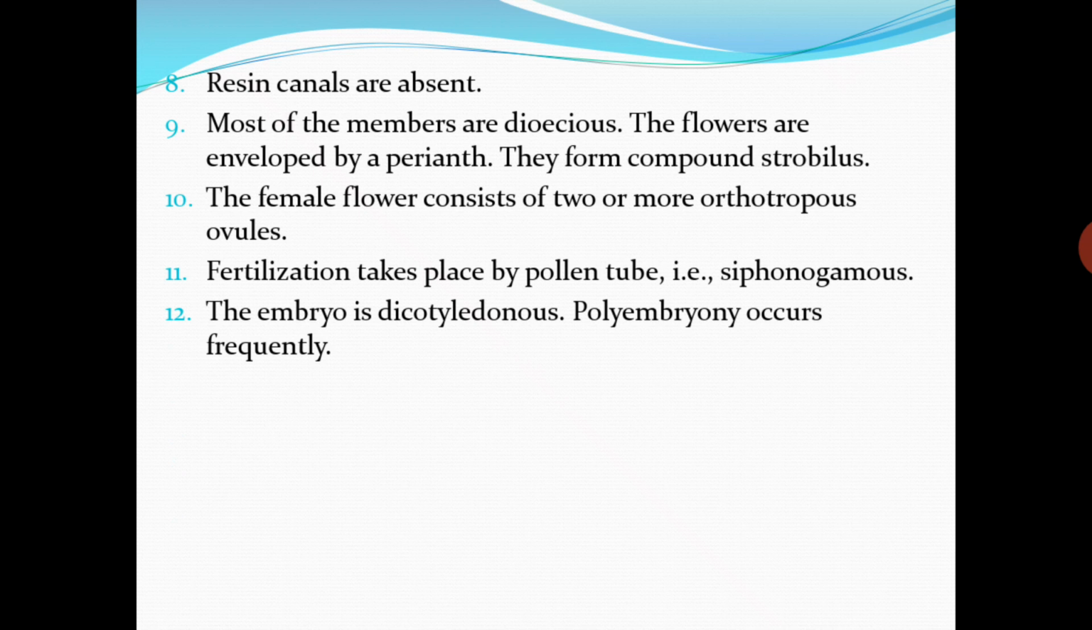Fertilization takes place by pollen tube, siphonogamous. The embryo is dicotyledonous, having two cotyledons. Polyembryony occurs frequently here. So these are the basic characters of the orders. In the next class, while studying examples, you will study the detailed characteristics of all orders. I think you all understood the classification of gymnosperms. Thank you.